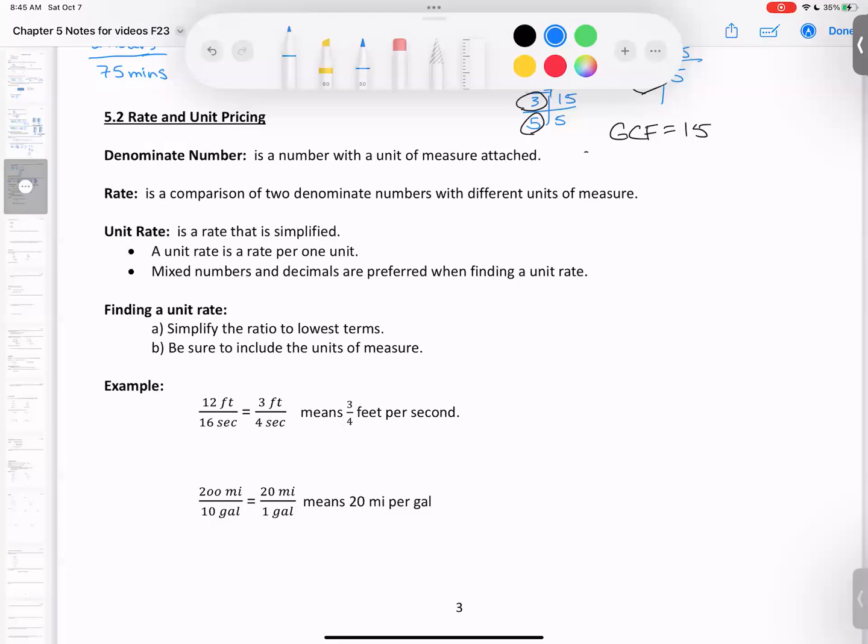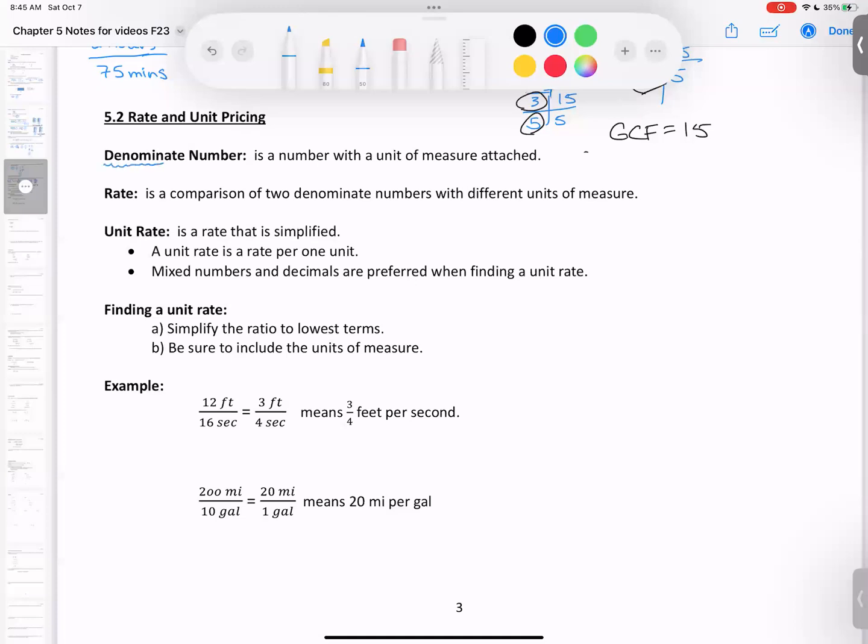Right, so moving into 5.2, now we're talking about rates and unit pricing, which I find to be a very useful section of this course because you can use unit pricing to help you in the grocery store to find the best deal. So a little bit of vocabulary before we get started.